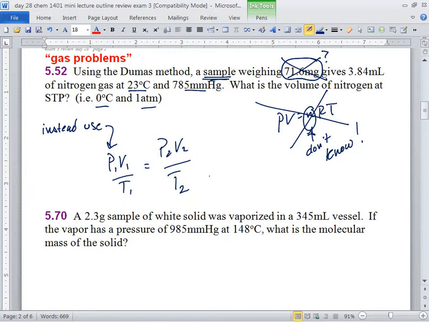I think as long as V1 is in milliliters, V2 will be in milliliters. It'll just have to be consistent.